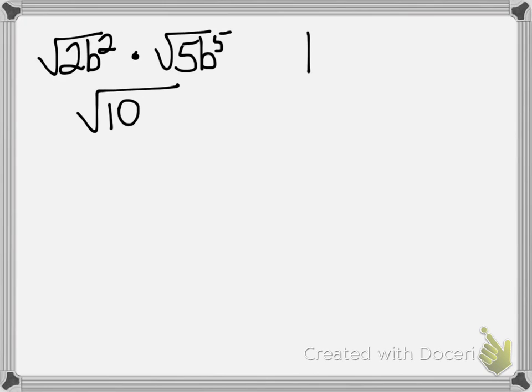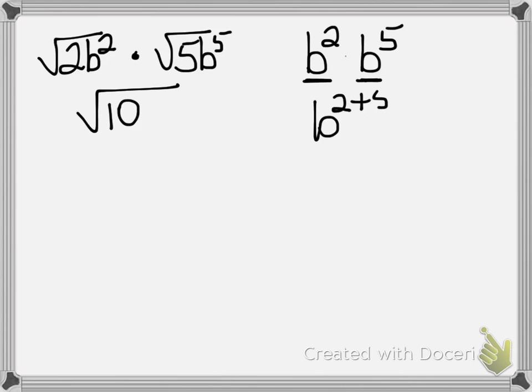Where you might have missed is when you multiplied b to the second times b to the fifth. You may have kind of confused your exponent rules, and you may have thought, oh, I'm multiplying, so I better multiply the two exponents together. No. Remember, when you multiply the same base, add the exponents. This becomes b to the 7, not b to the 10. That may be where your mistake is, okay?